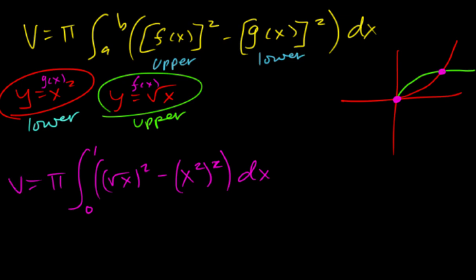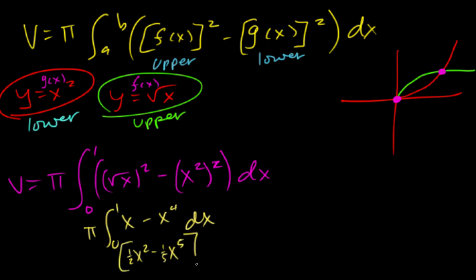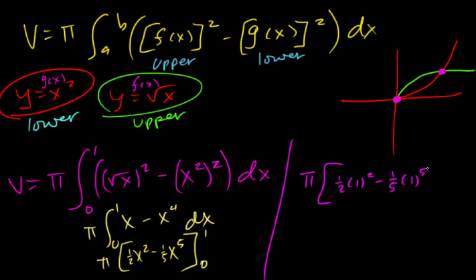Okay, now when we simplify that, we just get x, simplify that, x to the 4th, and now we need to take the antiderivative, so it's going to be x squared with 1/2 out in front. This is going to be x to the 5th with 1/5 out in front. And then we have pi, and we go from 0 to 1. Alright, so moving that over here, we have pi. I'm going to plug in a 1 first, so 1/2, 1 squared minus 1/5, 1 to the 5th.